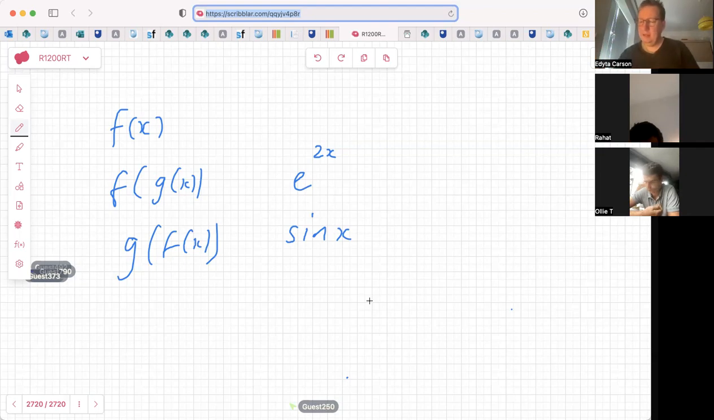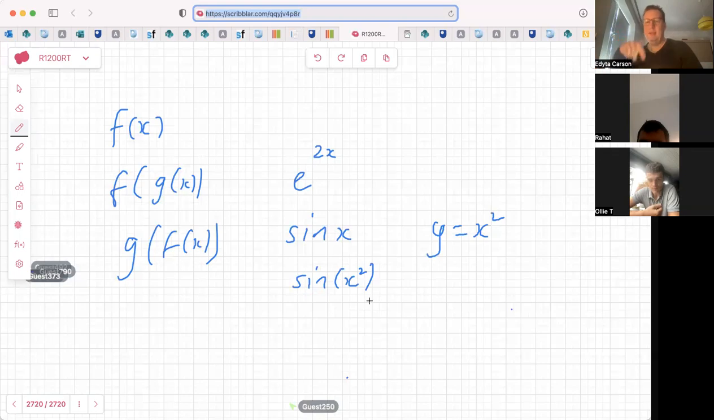So let's say we had y equals x squared. That'll be a quadratic equation. We could put that into the sine, so sine of x squared. Yeah, that's a composite function. x squared is inside, like a Russian doll. In fact, sine x is a composite function itself because x again is a function.